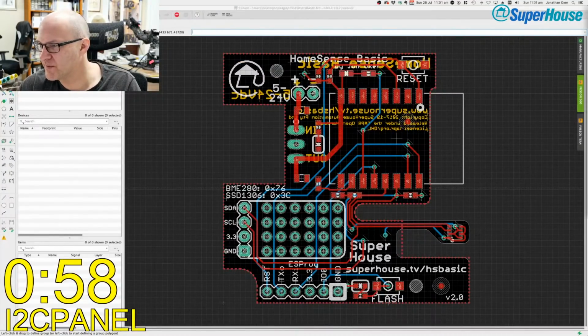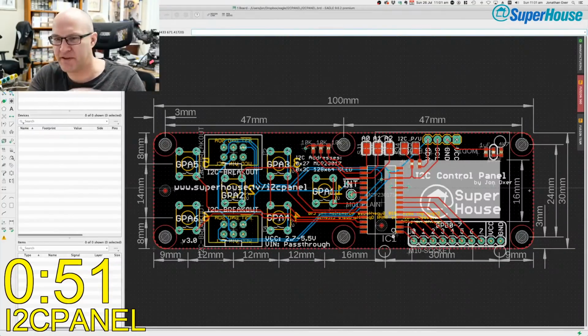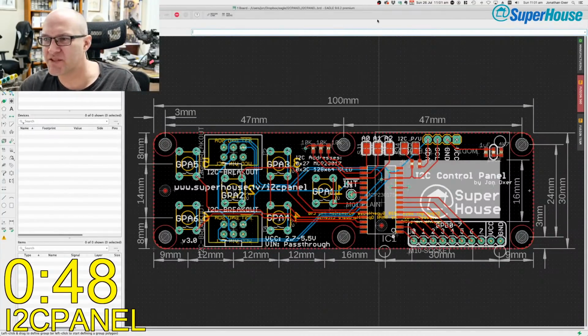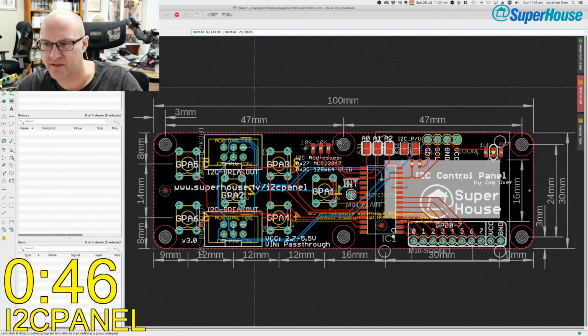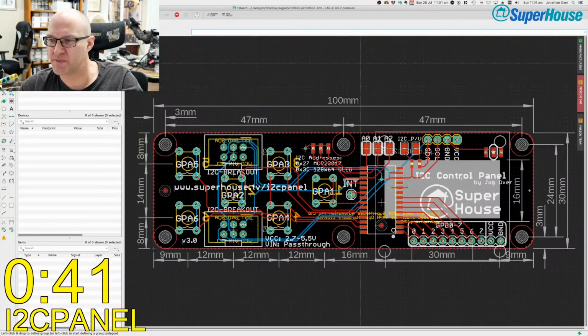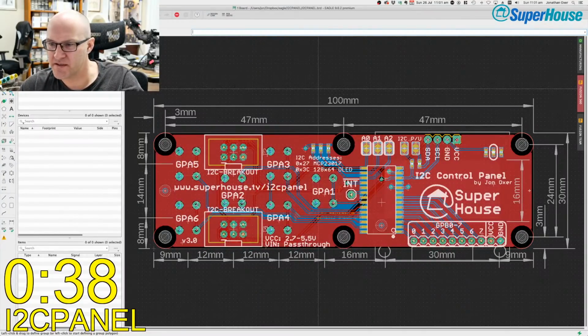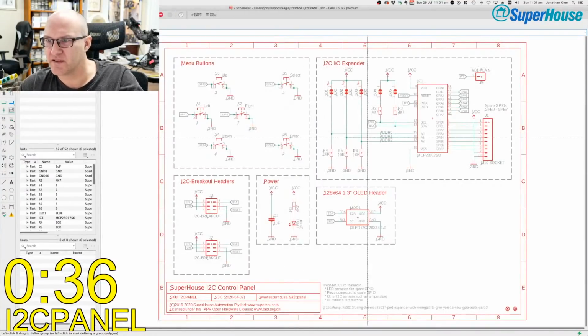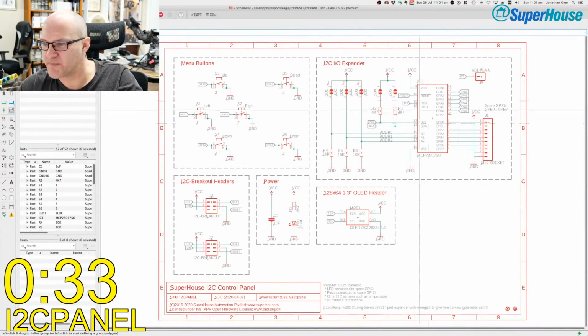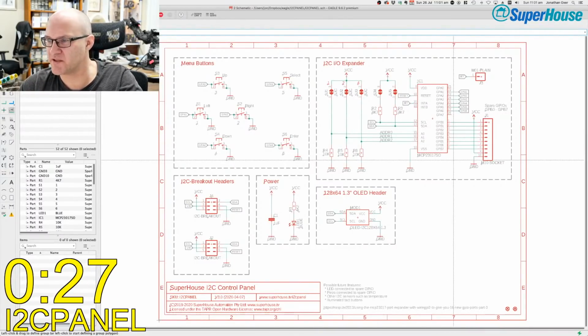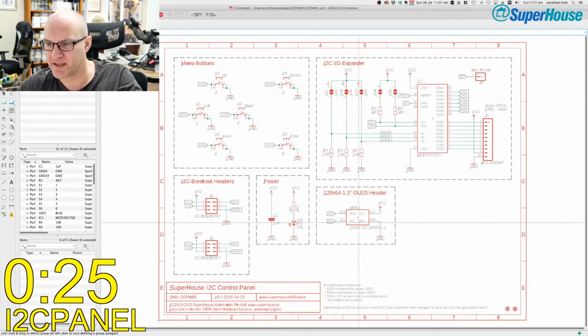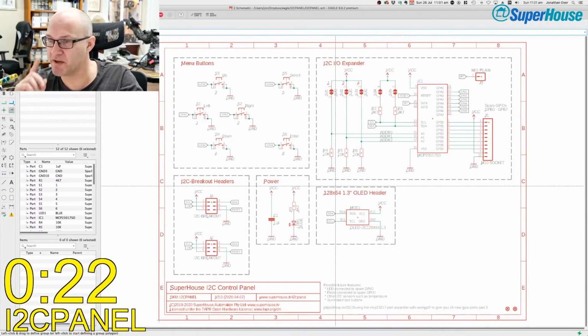I2C panel. This is part of the upcoming light switch project, and I've just been working on that. In fact, just over the last couple of days I've had this open. This is a control panel that goes into a rack mount case to make a light switch controller, and it uses an MCP23017 IO expander to address front panel controls, and it's got a header for an OLED. There's no processor on this, you'll notice.